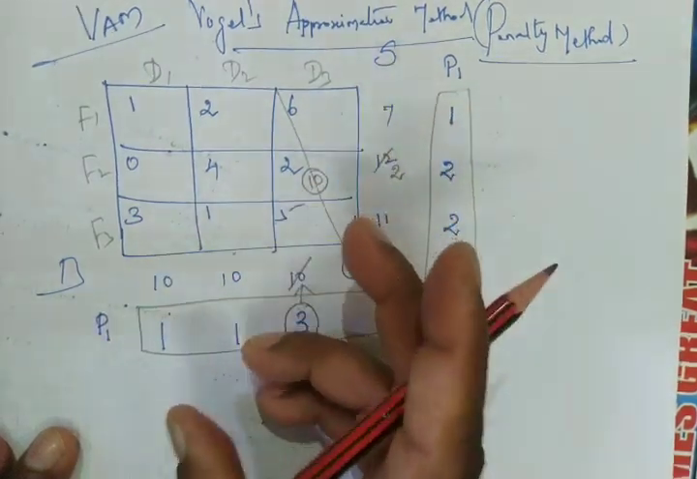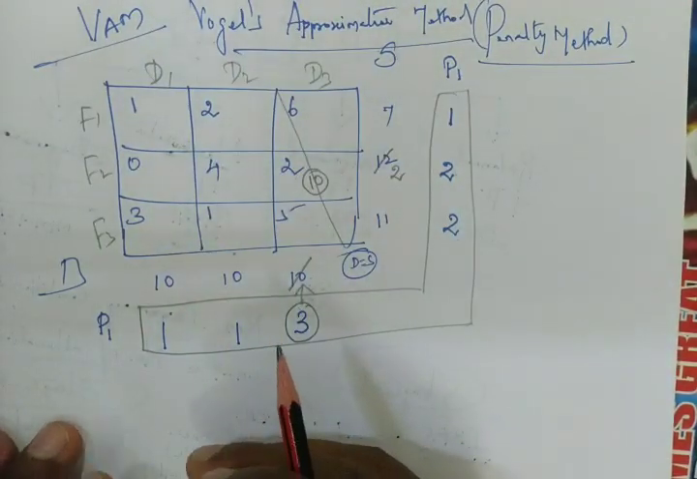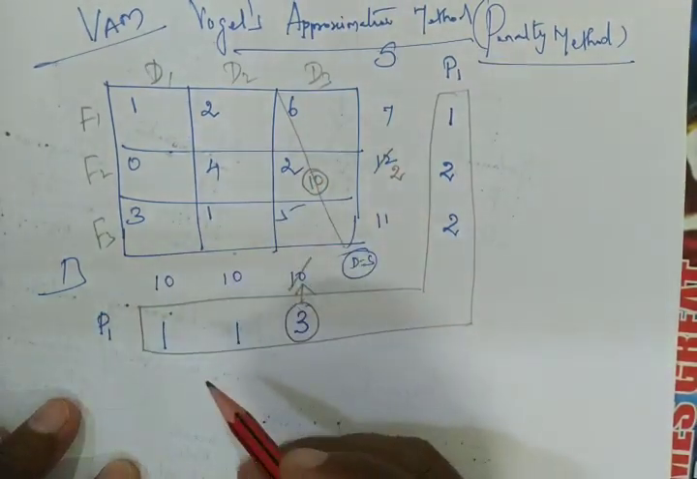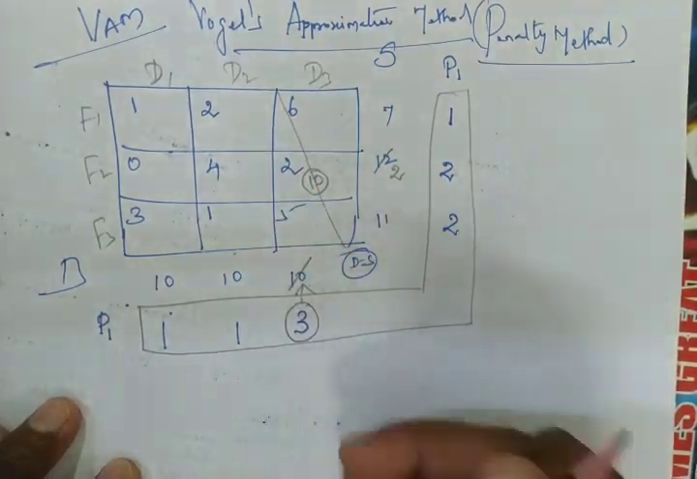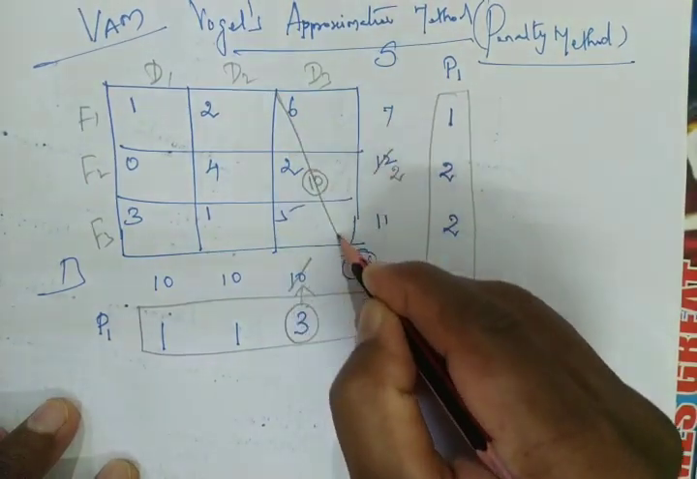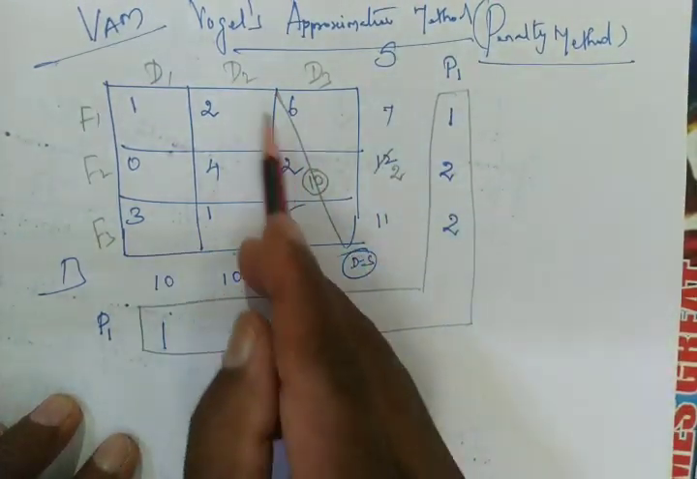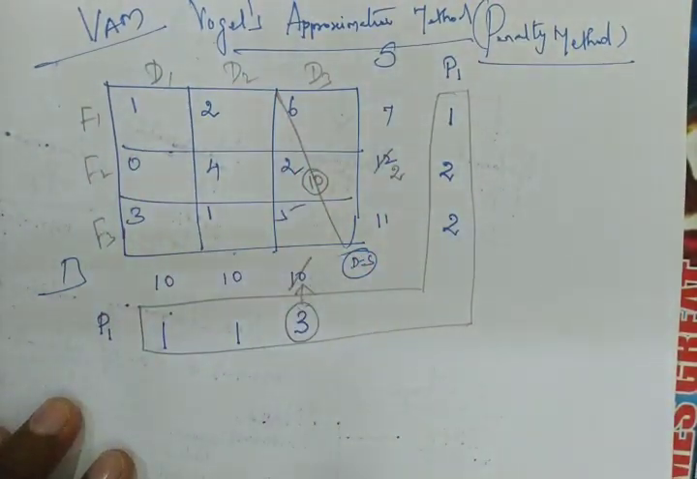Otherwise you would have to rewrite the same table again and again. Rewriting takes more time, and sometimes you may commit small mistakes while repeating the same data at the second stage. That's the reason to just put a cross line always, so you can complete the problem quickly. Now after crossing this, you proceed with the 6 remaining cells. Now again you are going to find the penalties.